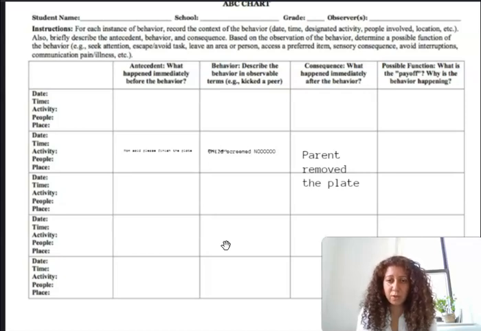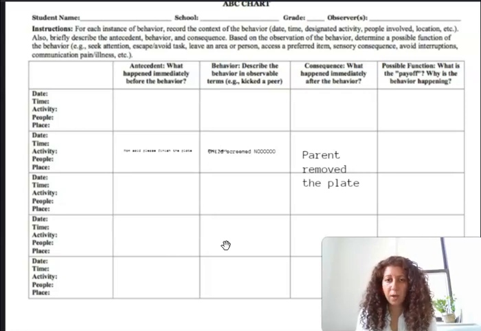Behavior: try to be as specific as you can. Don't say frustration or anger. Mention exactly what the kid did, and also describe specific details of how the behavior happened. You can also write the duration. So if he's screaming, is he screaming for like 2 minutes, or is he screaming and crying for 15 minutes? That's also important. Consequence, remember, it's not a punishment. A consequence is really just what happened right after the behavior.